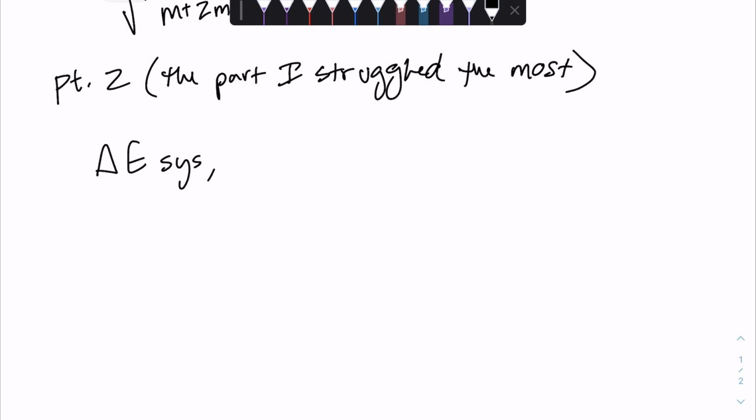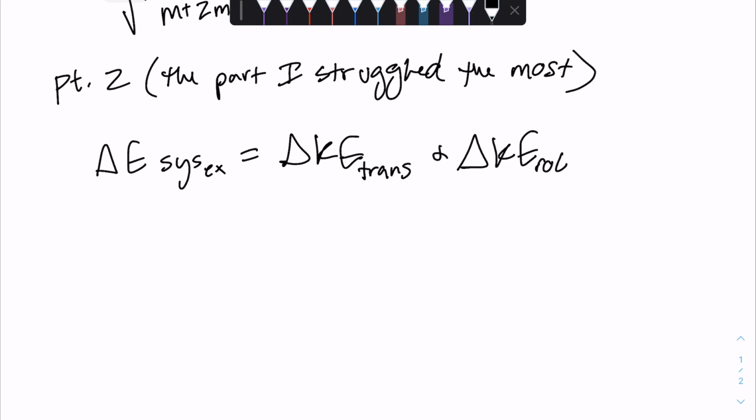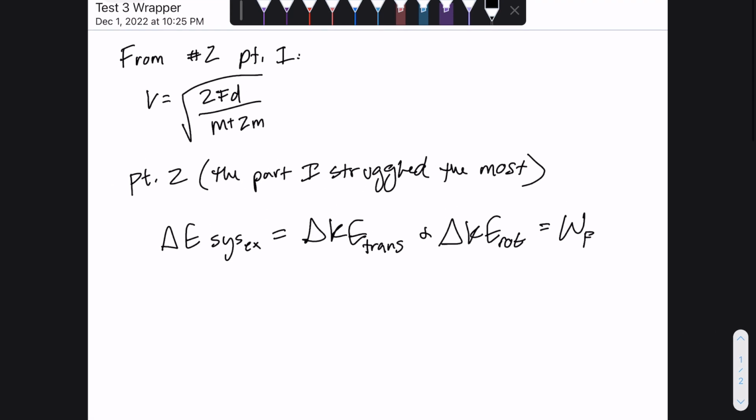I started with just writing out what I needed to achieve from this problem, so I know that I needed to use the extended energy system to find the angular speed. So I started out with the change in energy of the system extended, and then realizing that I can use the change in kinetic energy, the change in translational kinetic energy, and the change in rotational kinetic energy to equal the final work.